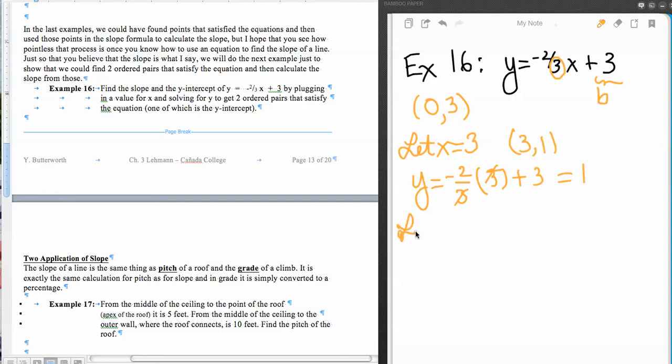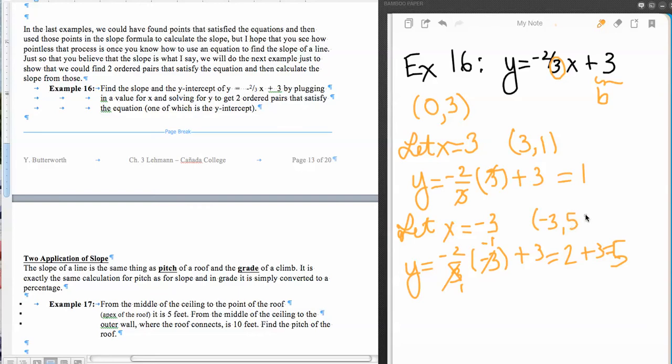Now we're going to do that one more time, and I'm going to let x equal negative 3 this time. So y is equal to negative 2/3 times negative 3, plus 3. Again we cancel the 3's, but this time we have a negative 1 and a 1 down here, and a negative times a negative is a positive. So we have a positive 2 plus 3, which is equal to 5. That is our y value. So when x is equal to negative 3, y is equal to 5.